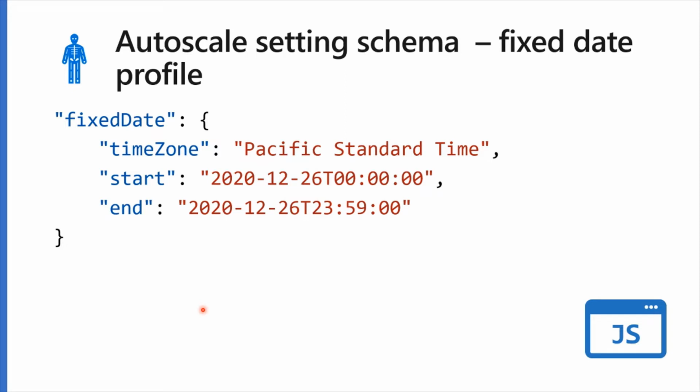The profile is configured to run only on the event's day. For any other day, Autoscale uses the regular rules, and for this fixed date, you have this specific time zone, start and end date of this profile, and it will end on 23:59 on the 26th of December.